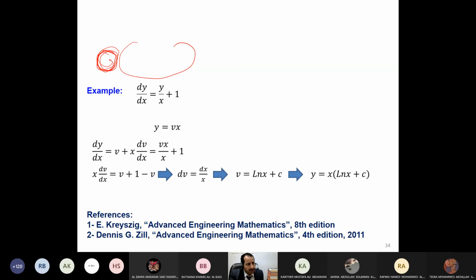Last example. See this: dy over dx equals y over x plus 1. Now when I want to separate, I have difficulty. Why? Because there is a plus between these expressions. It could be any number, it could be anything. Now when plus or minus comes between x and y together with something else, a variable or a number, we cannot do the separable method directly. We need to make an assumption. How? Have a look.